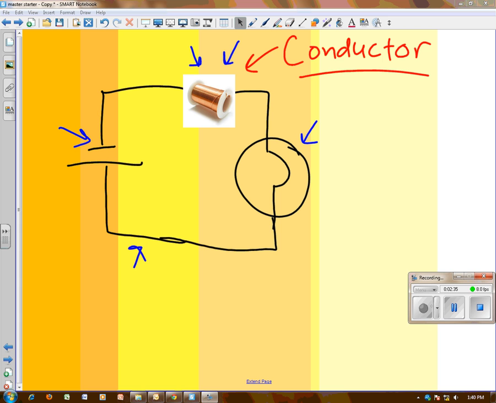Because the copper wire is a conductor, the electrons will now be able to flow around through the conductor, through the light bulb, turn on the light bulb, of course, and back to the positive end of the battery, and the light bulb will go on.